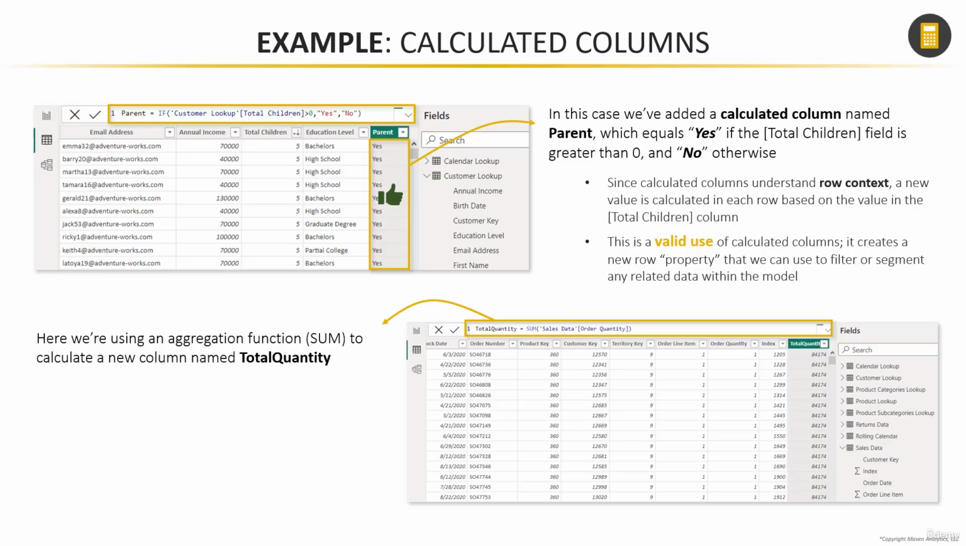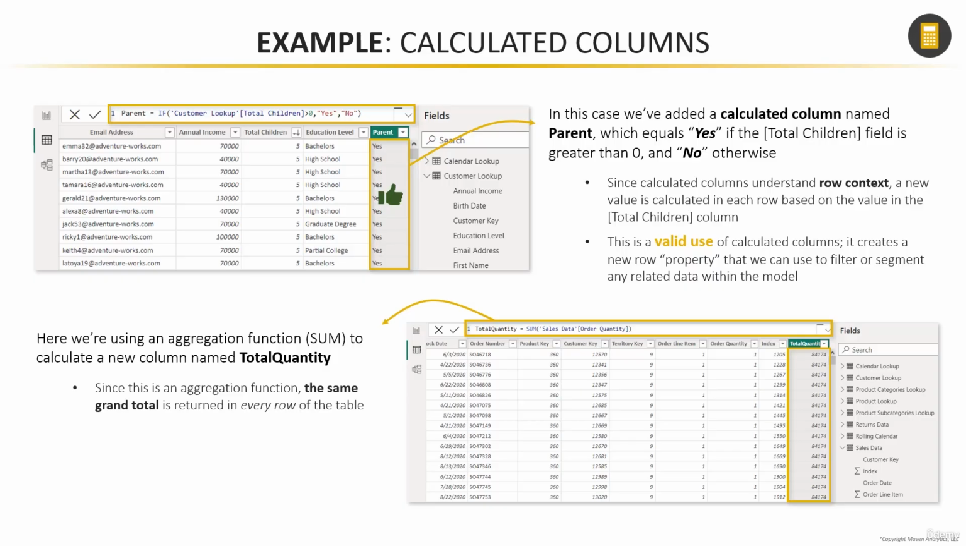In the second example here, we're actually trying to use an aggregation function. In this case, a simple sum of the order quantity field to create a new column named total quantity. But here's the thing. Since calculated columns don't understand filter context, and we'll get into that a bit more later, the same grand total is returned for every single row of the table. So it doesn't matter which row you're in.